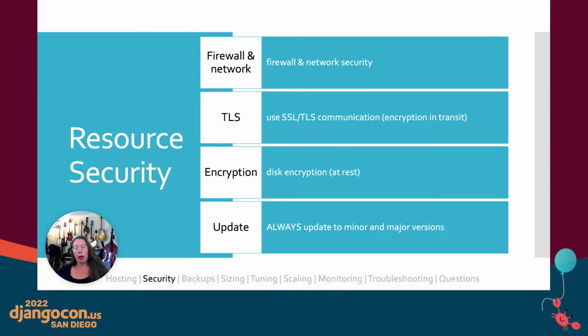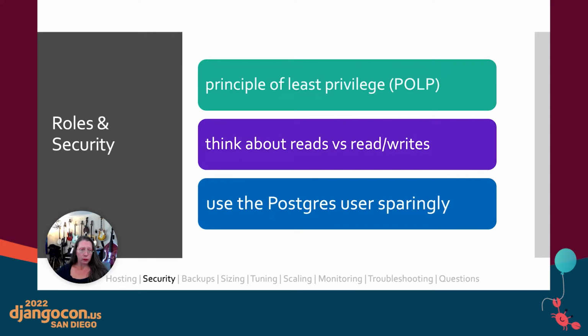And then I probably don't have to say this since you are all open source software people, but staying on top of your versions is absolutely key to security. The Postgres team releases a new major version every year and 4 bug releases a year. So staying on top of those is huge.